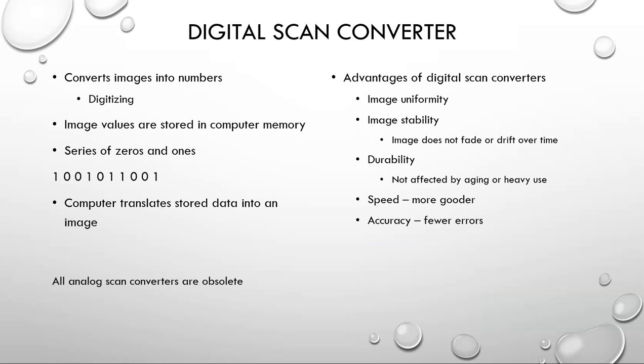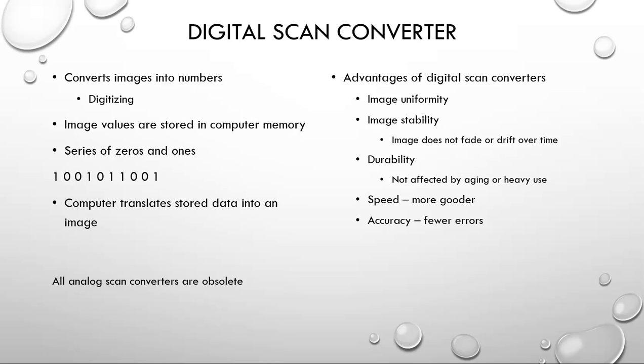A digital scan converter will convert our images, or our A mode, into numbers. It does this through a process called digitizing. Image values are then stored in computer memory. Computer memory consists of a series of zeros and ones, what we call binary information. The computer then translates this stored data into an image for us.